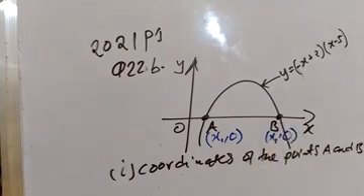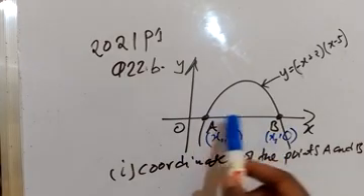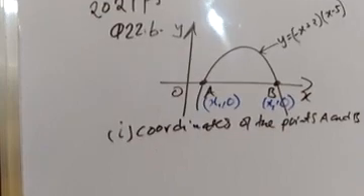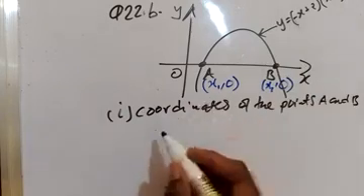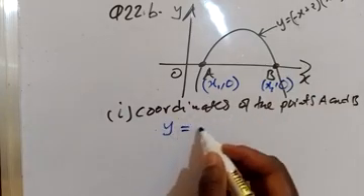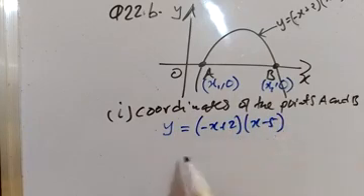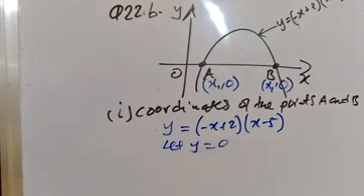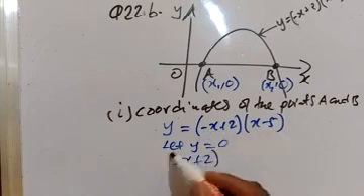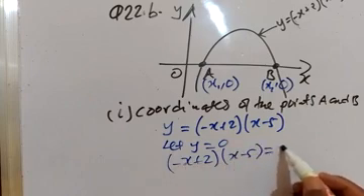So how do you find this x1 and that x2? What you do is you write your function, which is y equal to (negative x plus 2)(x minus 5), then you let this y be equal to 0. So this function will look like (negative x plus 2)(x minus 5) is equal to 0.